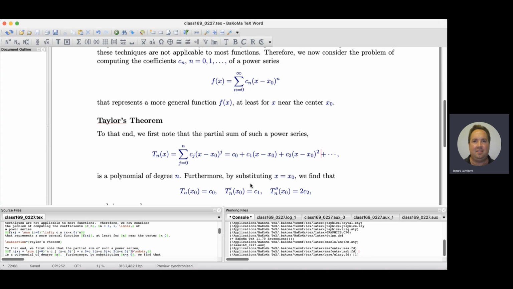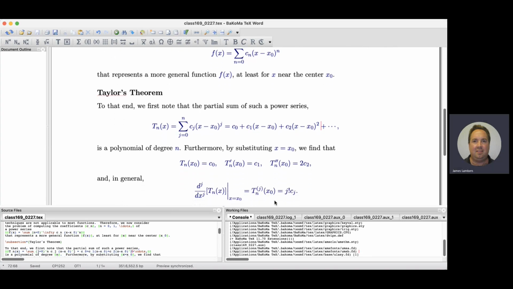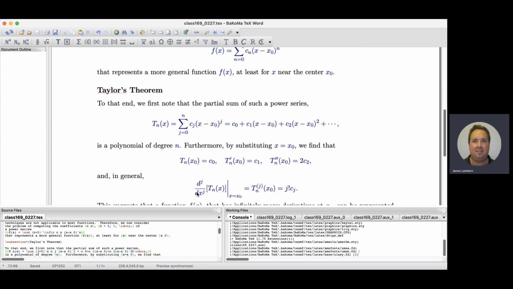So we're starting to see a pattern here: by taking derivatives and evaluating at x naught, we're getting the coefficients. So more generally, if I take the jth derivative of Tn and then plug in x equals x naught, that's what this vertical bar means. I'm plugging in x equals x naught. So that's the jth derivative at that point. What I'm going to get for any value of j is j factorial times cj.